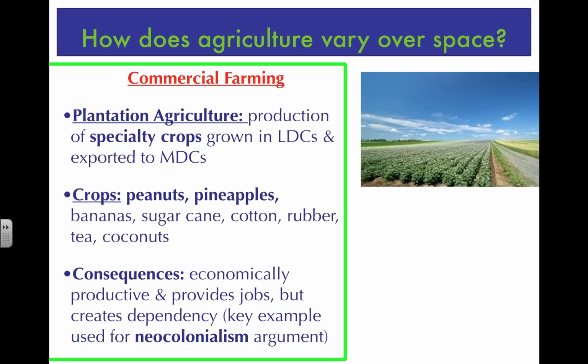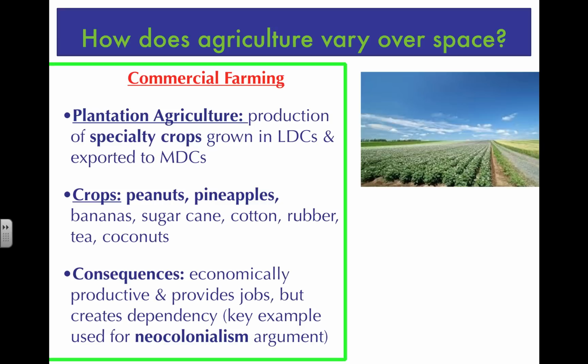The types of crops, and this is just a sampling, some examples are peanuts, pineapples, bananas, sugarcane, cotton, rubber, tea, coconuts. This is one of the common criticisms, and this is something we're going to spend the next couple classes looking at, is that plantation agriculture is very economically productive and provides jobs for people. It often can drive development of a country because the farmers themselves are not just selling their crops; they're also getting quite wealthy from the production and sale of these crops.